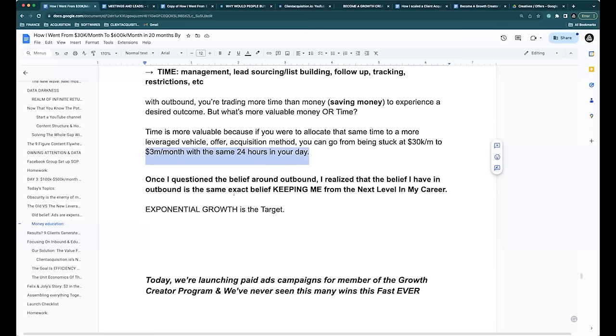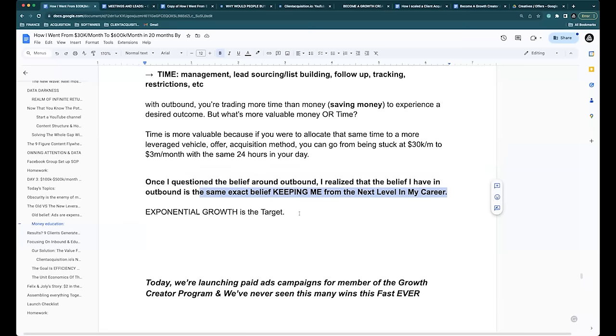Nothing changes. Nothing changes, okay? Once I questioned the belief around outbound, I realized that the belief I have in outbound is the same exact belief keeping me from the next level in my career, which was exponential growth, right?